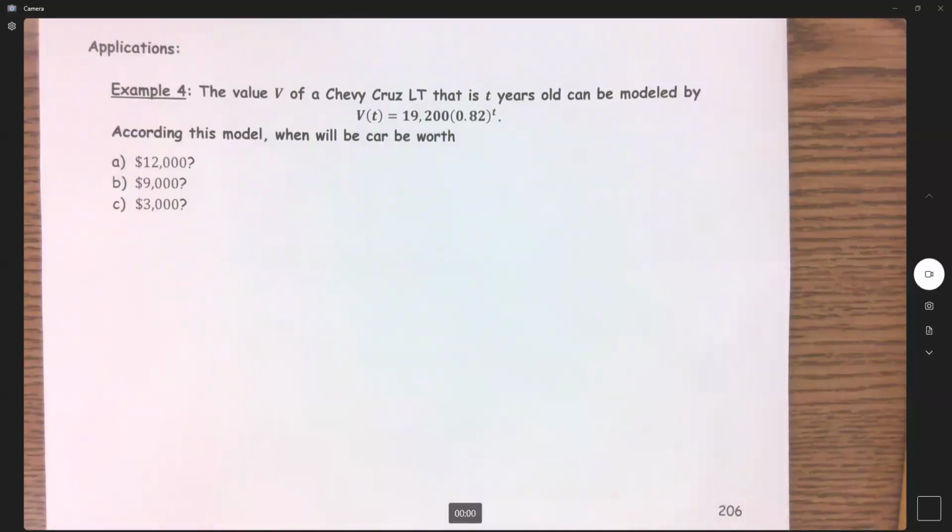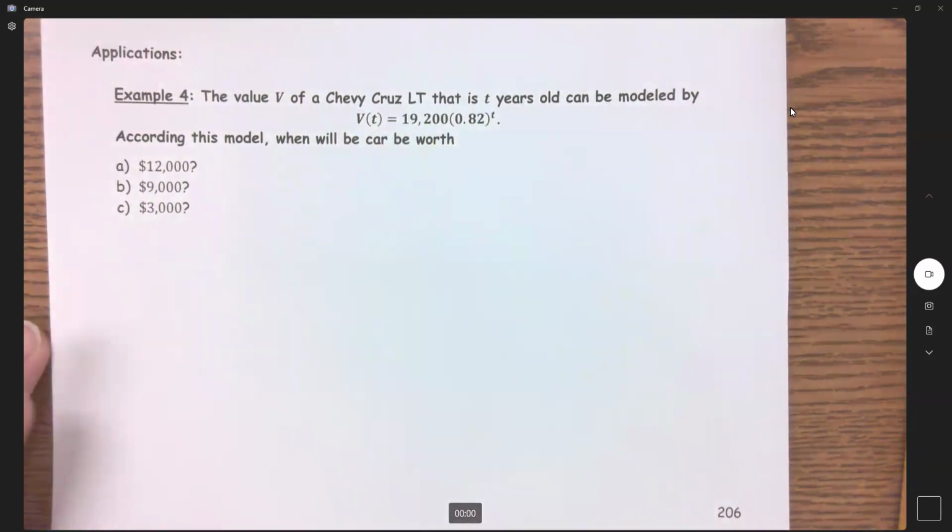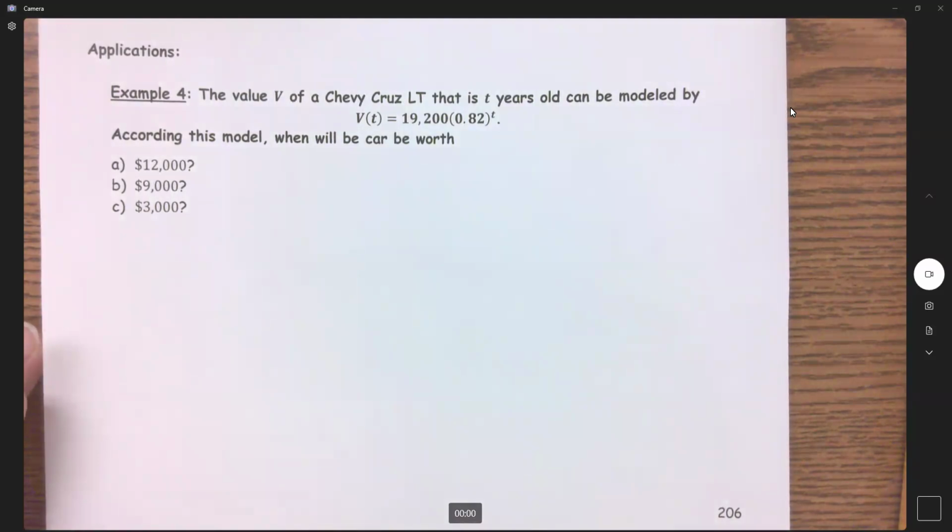We're going to end this lesson with a couple application problems. Example 4 says the value V of a Chevy Cruze LT that is T years old can be modeled by, and we have our function here. According to this model, when will the car be worth $12,000, $9,000, and $3,000?